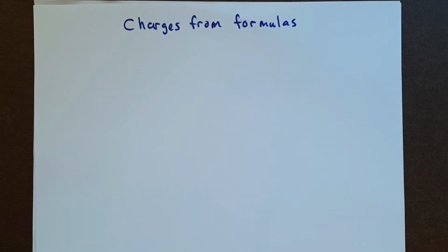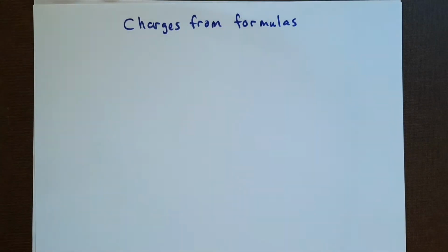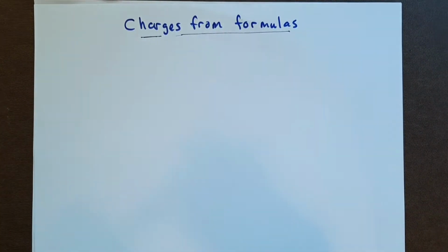So in the last video, we were learning about how to write formulas if we could figure out the charges of the ions. And in this video, I want to do it in reverse. How would you figure out the charge of an ion if you knew the formula? So first off, why would you want to do this?